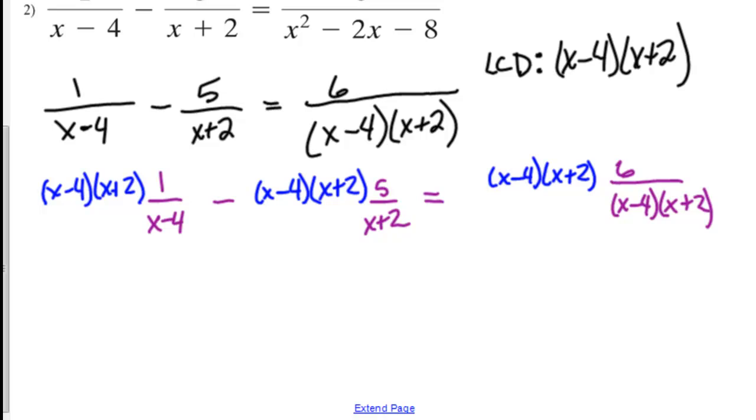All right, let's go ahead and cancel stuff. So what cancels with this first one? The x minus 4s. Right. Do you guys remember these are like having invisible parentheses around them because they're in the denominator? So any half of a fraction, meaning the numerator or the denominator, is like having invisible parentheses. All right, what about over here? And on the right side? Yeah, all that goes away.